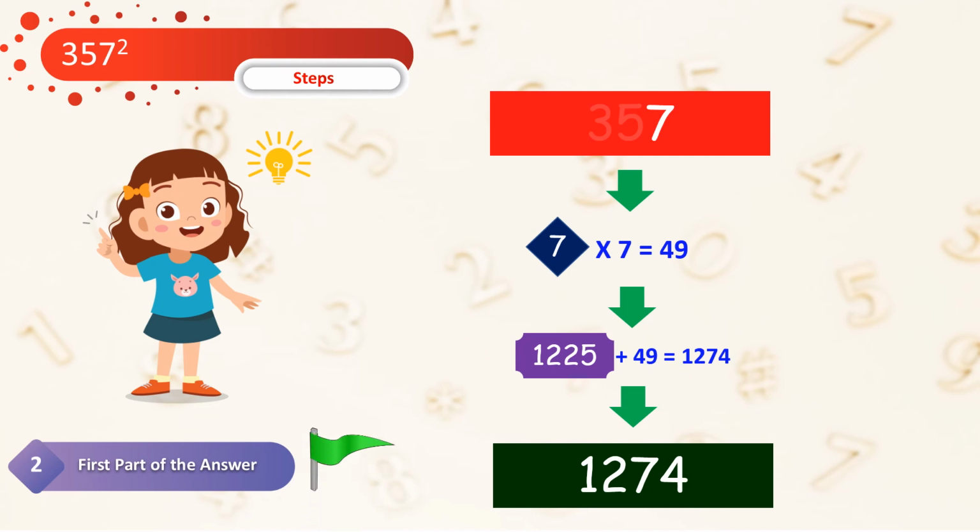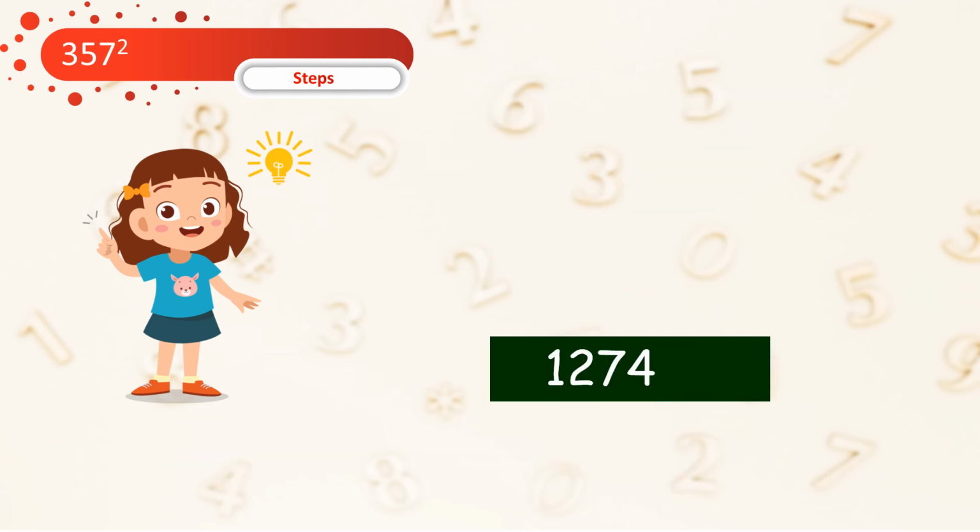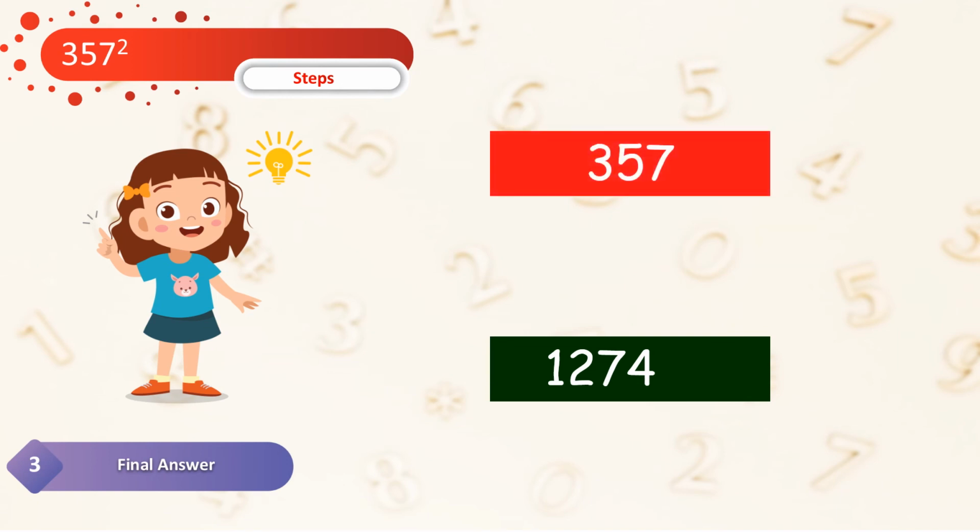That completes the first part of the answer. The second part of the answer is going to be much simpler now. All we have to do to get to the final answer is ignore the numbers 3 and 5 for a minute. Take the number 7. Find the square of 7. 7 square is 49. And you put the 49 next to 1274. 127,449 is the answer to the square of 357.